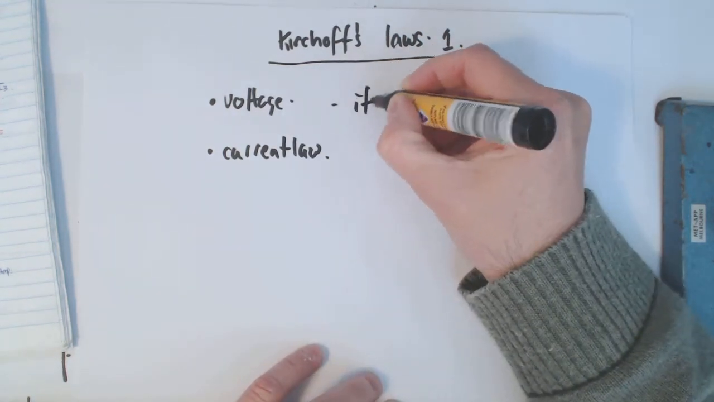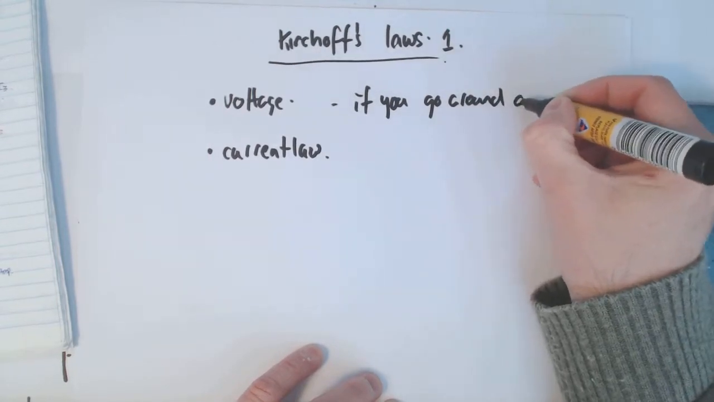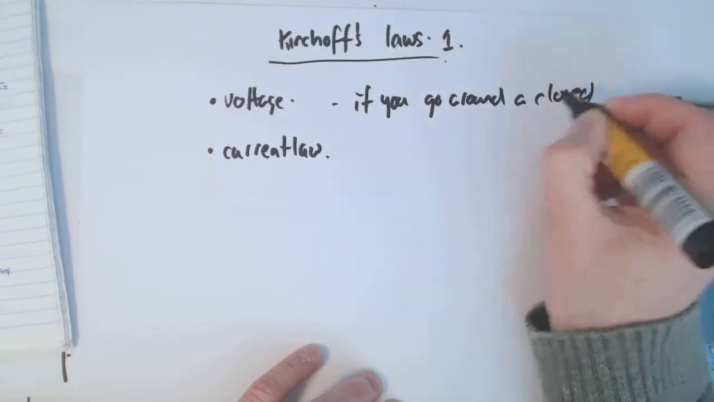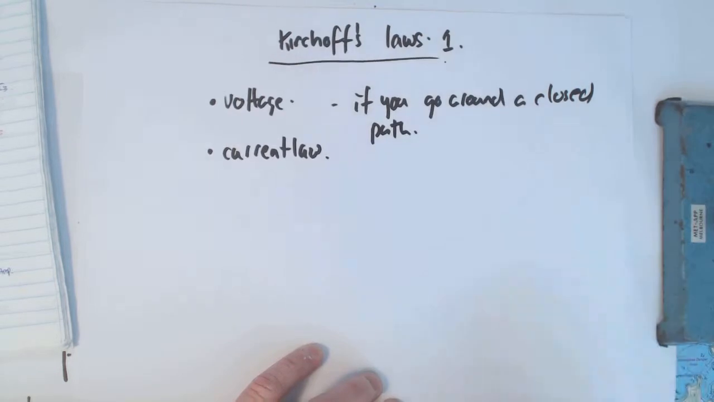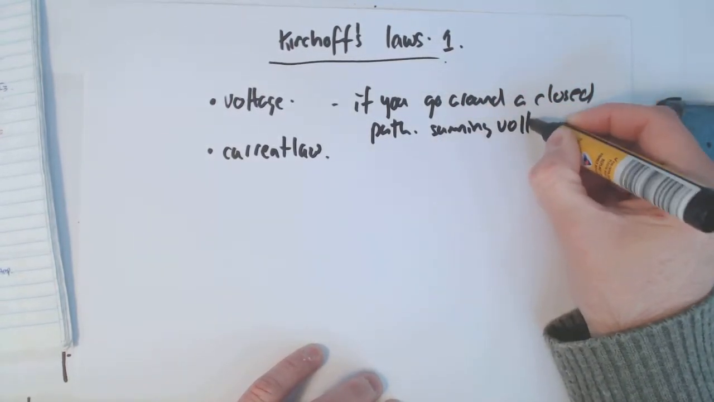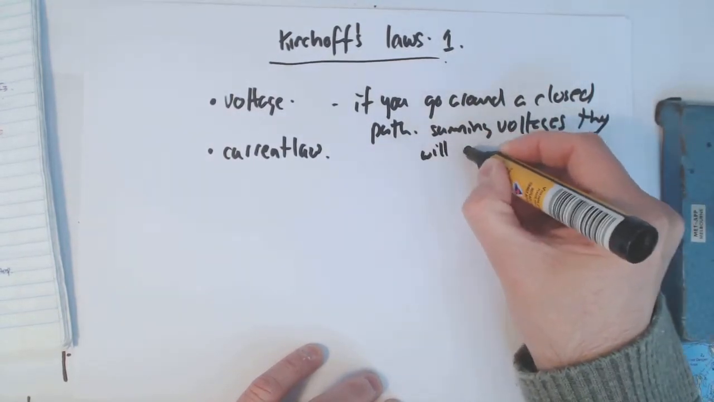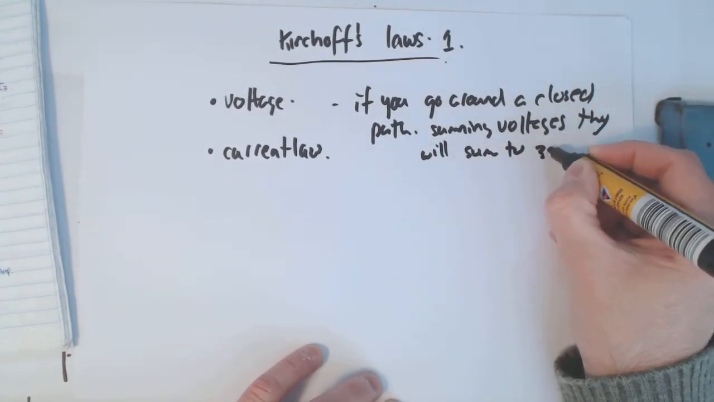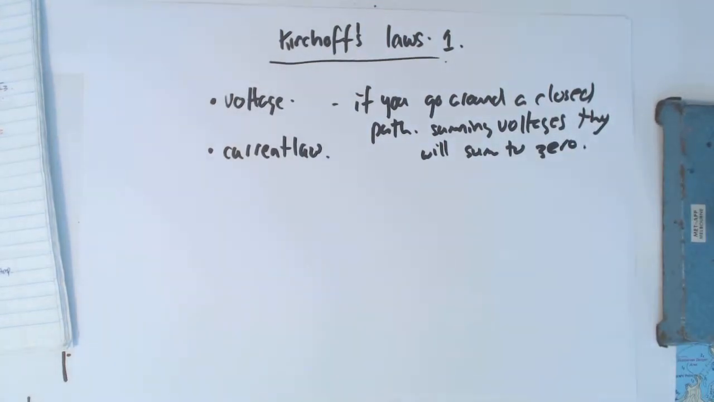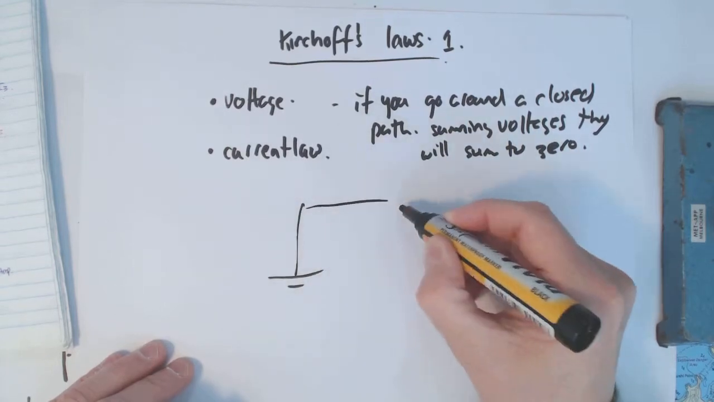So if you go around a closed path, summing voltages, they will sum to zero. Alright, what does that mean? Alright, let's have a look. It's like this.